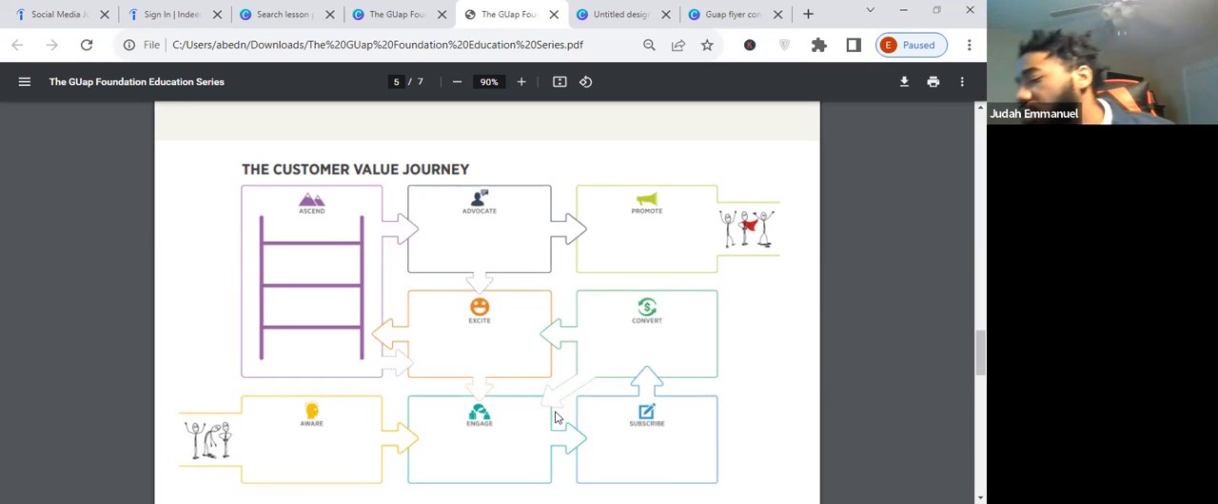Yeah, about 2 weeks. So in those 2 weeks, you need to come up with content ideas that would help to educate your potential consumer once they reach the engagement stage. And then you need to come up with content ideas that would attract your consumer to your brand.